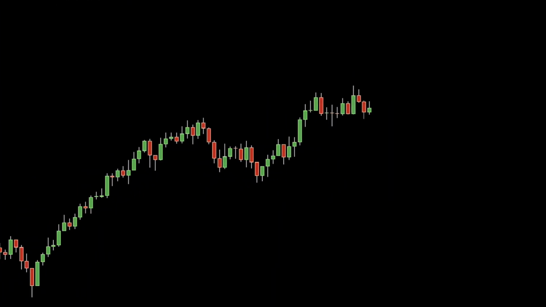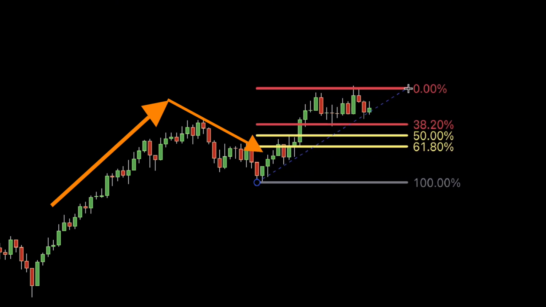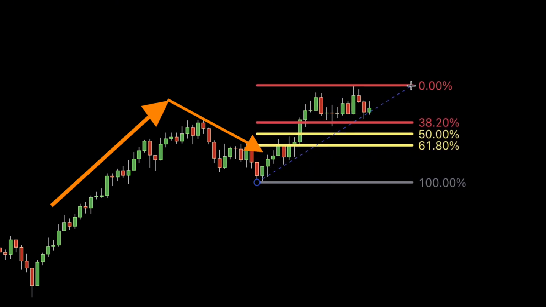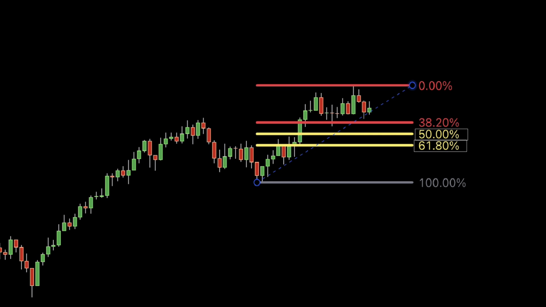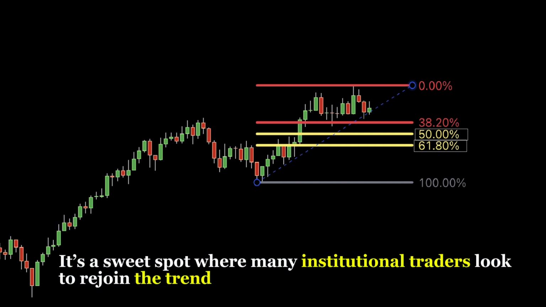Let's break down a chart example so you can see how Fibonacci retracement works in real time. In this case, the market is clearly in an uptrend, shown by a strong bullish move. That's your impulse leg. After the push, we get a pullback. To apply the Fibonacci tool, you start by drawing from the low of the move up to the high. As price starts to retrace, keep your eye on the zone between the 50% and 61.8% levels. This area is often referred to as the golden zone. Why is it important? Because this is where the market often finds support before continuing its move higher. It's a sweet spot where many institutional traders look to rejoin the trend.